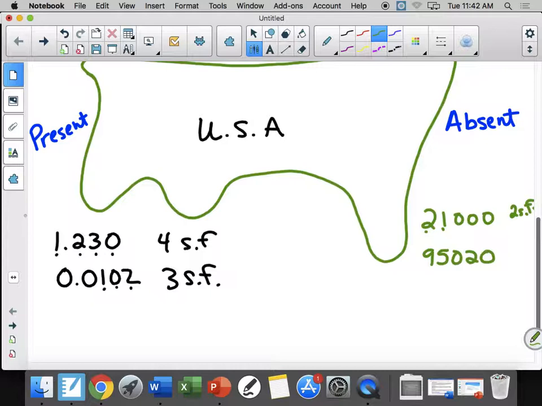Okay. Try it with this number, right? Atlantic Ocean. Stop at the first non-zero, count 1, 2, 3, 4. It's a lot easier than the rules. Does it make sense? Okay.